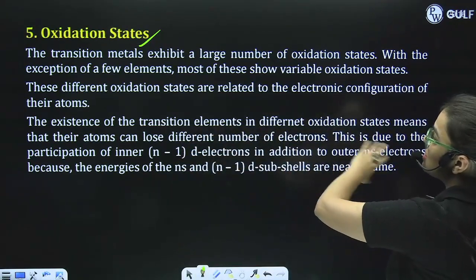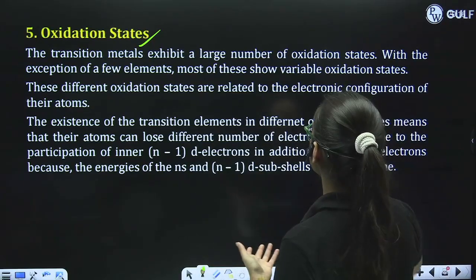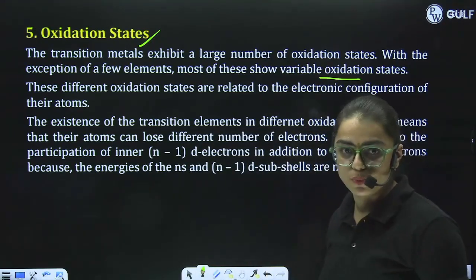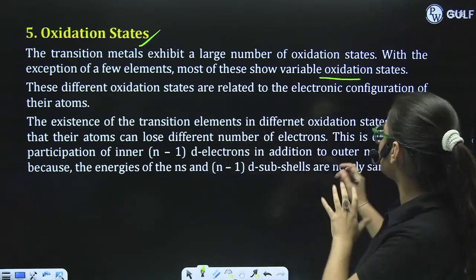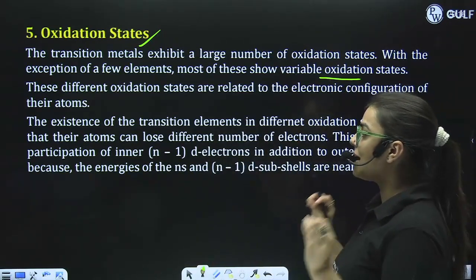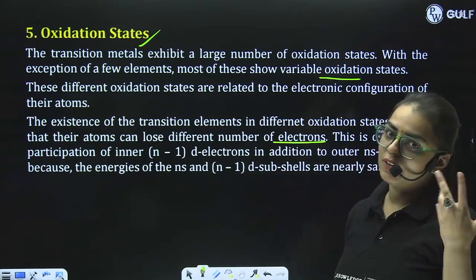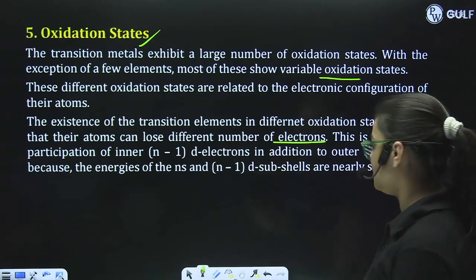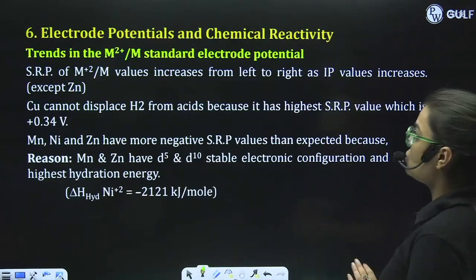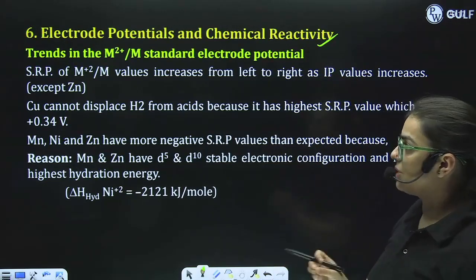The transition metals exhibit a large number of oxidation states. With an exception of a few elements, most of them show variable oxidation state of +2. Scandium won't show that. Okay. Now, the existence of the transition elements in different oxidation states means that their atoms can lose different numbers of electrons. Now, we very well know that they are either going to lose from the ns or from the (n-1)d. Very simple. Right? So now, students, comes our next part, that is electrode potential and the chemical reactivity.